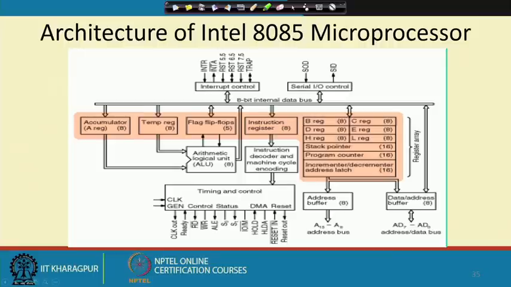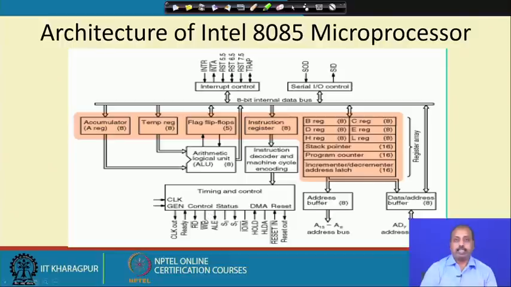Then this reset in bar is basically the reset pin. If the reset pin is pressed, then this reset in bar line will be activated, so that it will be reset and it will generate the reset out. Then it will generate hold out. Then the status lines, S0, S1 and IO M bar, will tell you the status, as I have already said, which operation it is doing now, and whether it is an IO operation or a memory operation. And the ALE signal is an output, which will be used to demultiplex the address and data bus values from the multiplexed address data bus.